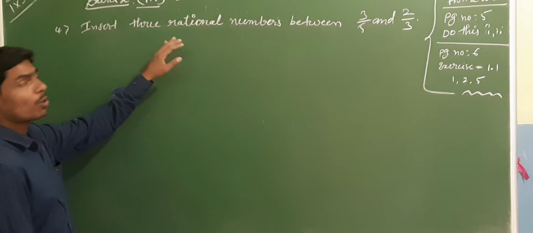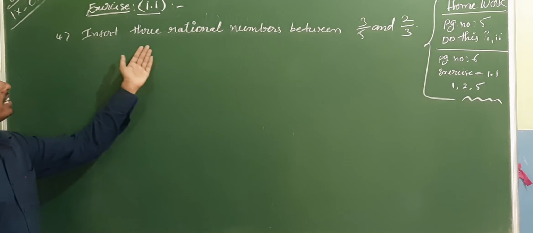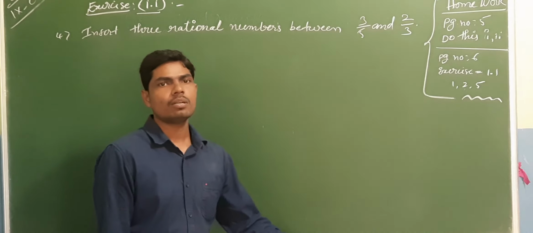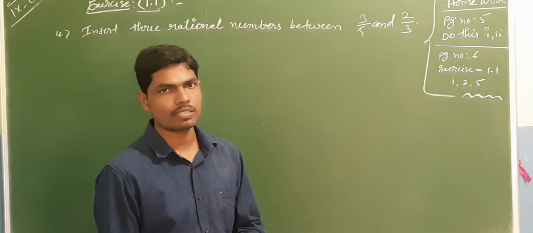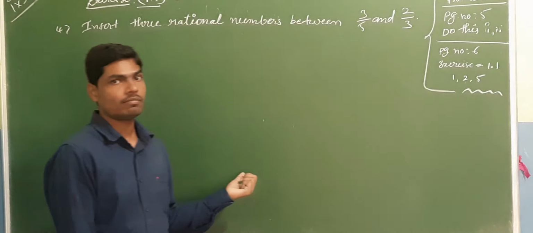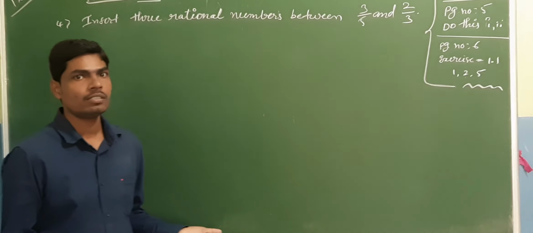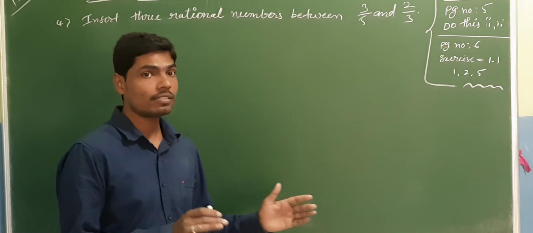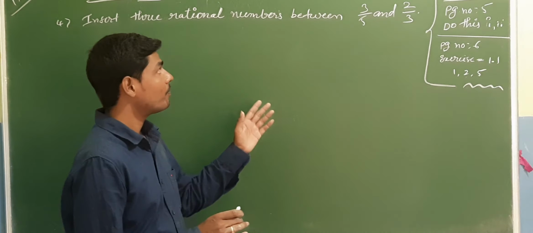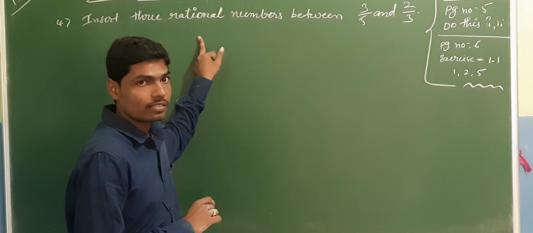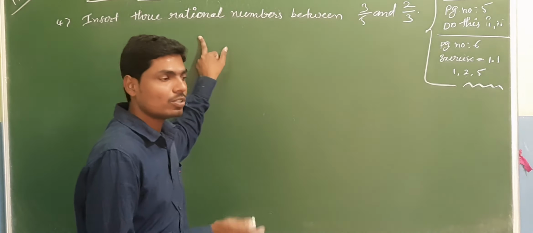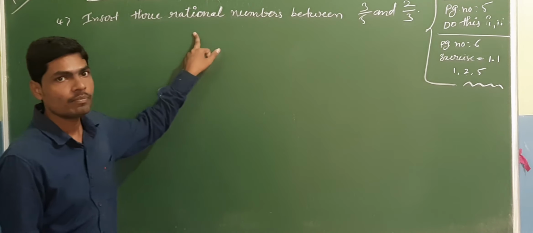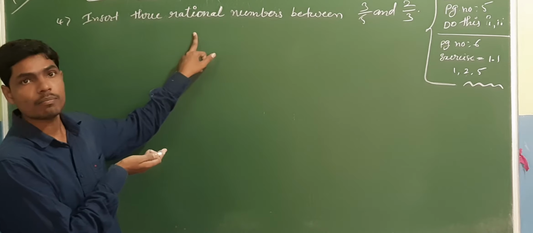Here children, one more problem, the fourth one. Insert three rational numbers between 3 by 5 and 2 by 3. Till now we have used the mean method to find numbers in between rational numbers. Here I am doing another method. If the problem doesn't mention a method for inserting rational numbers, you can use any method. If it particularly mentions to use only this method, you have to do that. That's why I am making you learn this method also.